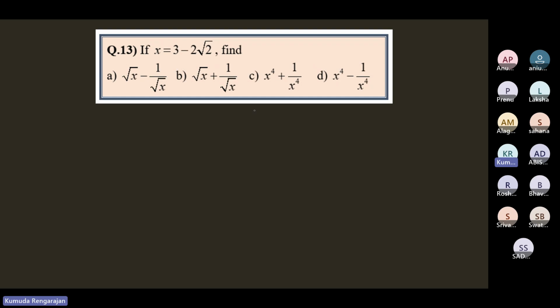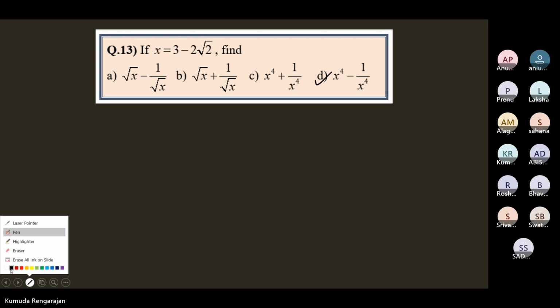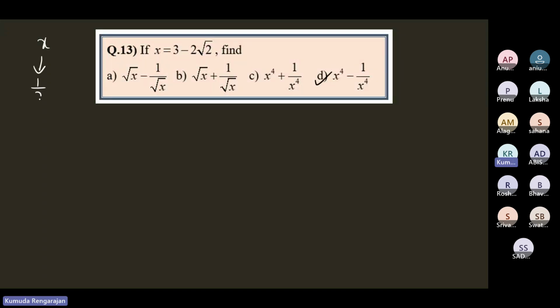Find this one, children. X to the power 4 minus 1 by x to the power 4. I'll tell you the procedure. You have x. Find 1 by x. Then find x plus 1 by x. Also find x minus 1 by x.